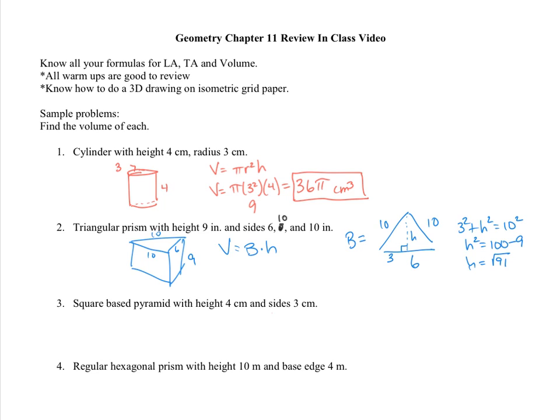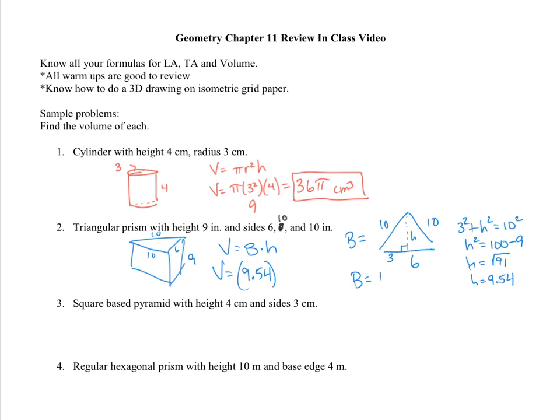And let's get that as a decimal. We'll work with that as a decimal now, and that comes out to be 9.54. So the height is 9.54. That's the height of the triangle, and I need the area of the base. Sorry, I need to multiply the whole base.